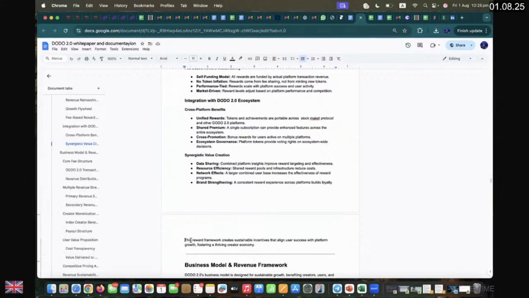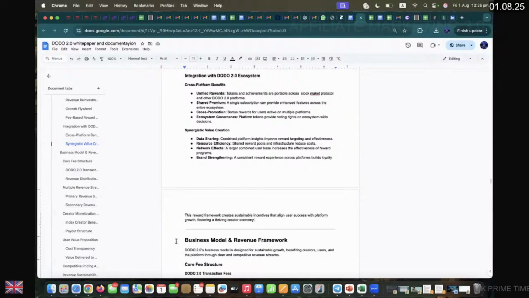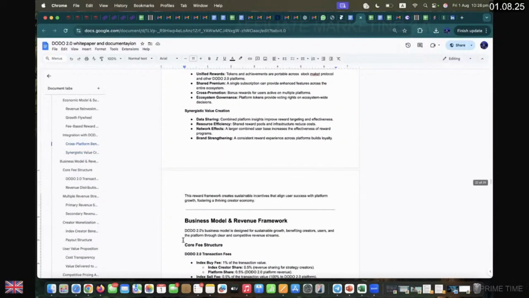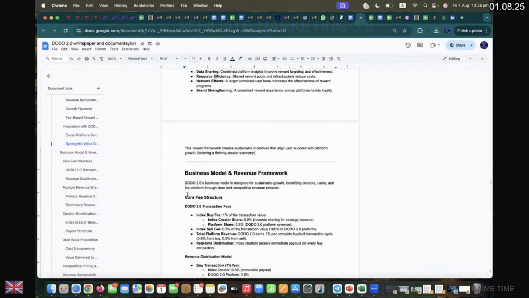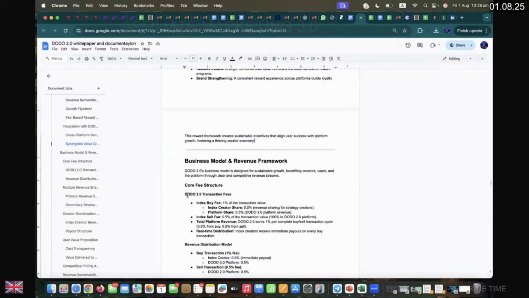This reward framework creates sustainable incentives that align user success with platform growth, fostering a thriving creator economy. And this is going to eventually give a huge boost to the creator economy that we are creating with this whole gamified ecosystem that we have built with Dodo 2.0.